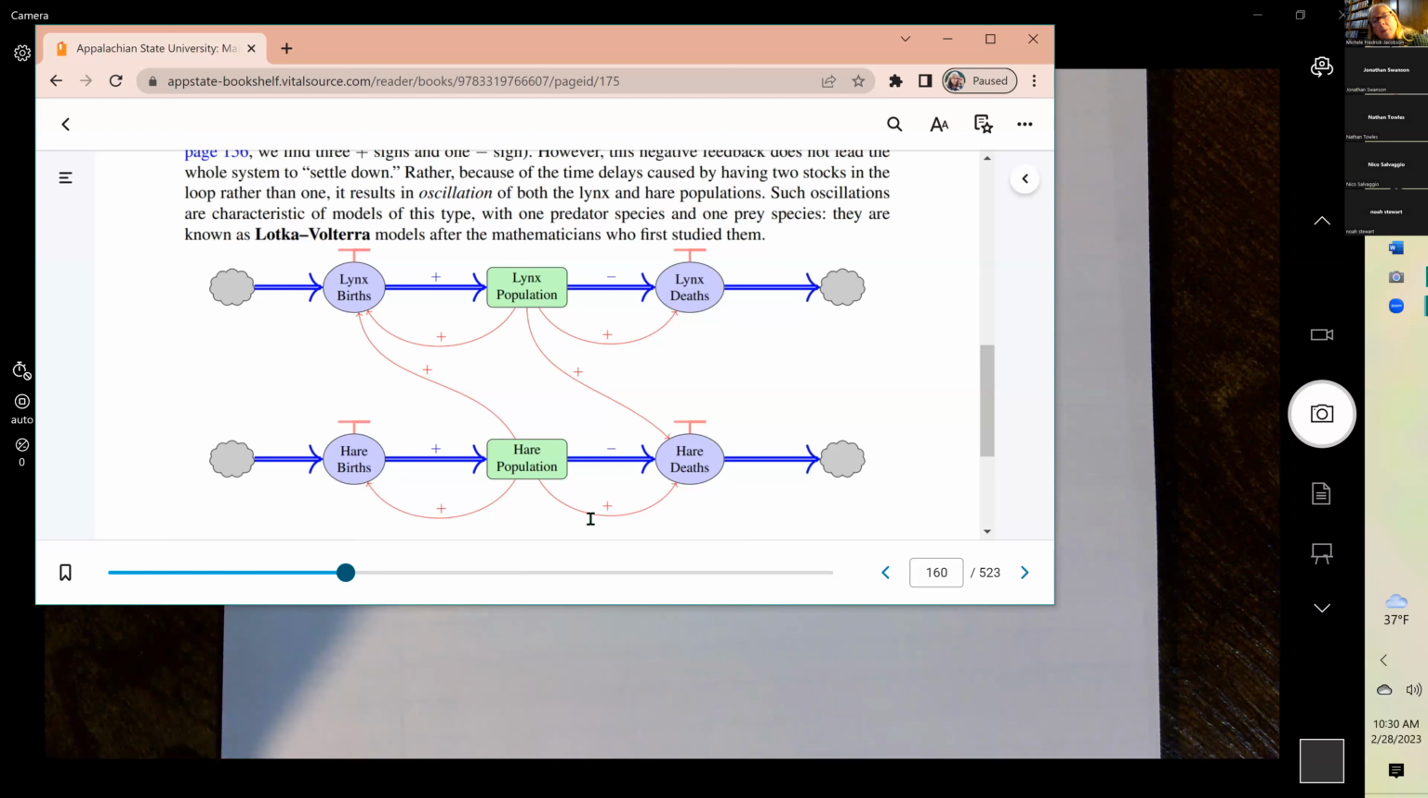So sometimes you're going backward on a line, because this is growing, there's more deaths.